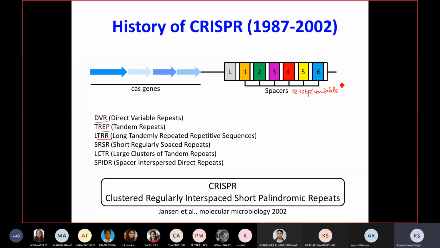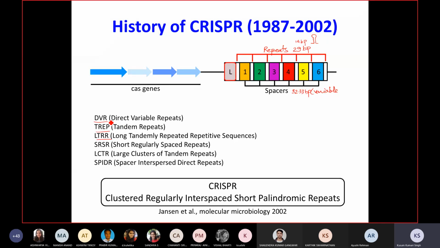Apart from that, you have something called repeats. So when you see this, these are the repeats. Repeats are highly conserved sequences, and they are around 29 base pairs. Within this 29 base pairs, you have 14 base pairs which form dyad symmetry, and people found that this forms something called a hairpin loop. We will see this later.